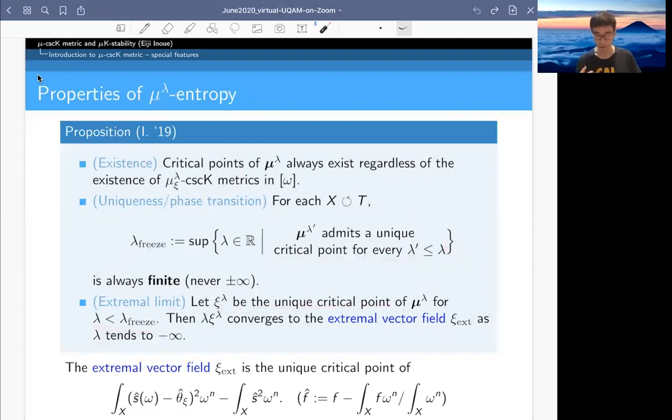Here, the extremal vector field is the unique critical point of this functional, which is also independent of the choice of the metric in the Kähler class, and is a candidate vector for an extremal metric. So the equation of an extremal metric is this. So in the limit, there is some relation with the extremal metric. The mu lambda mu-cscK metric has some relation with the extremal metric, at least at the level of vector fields.